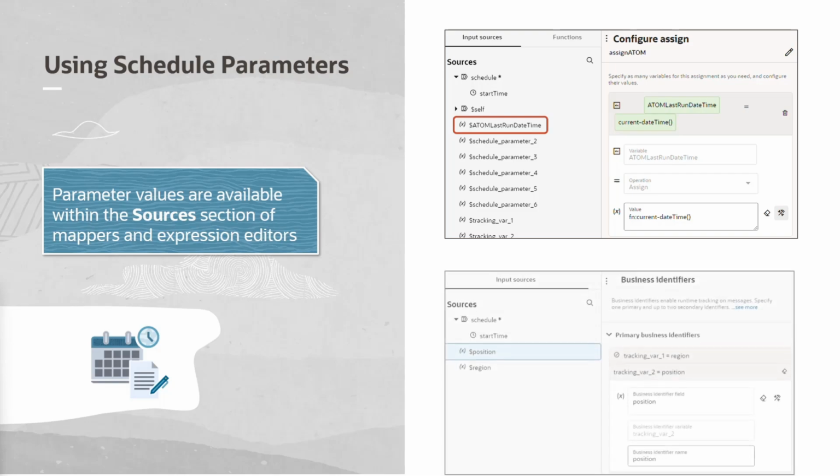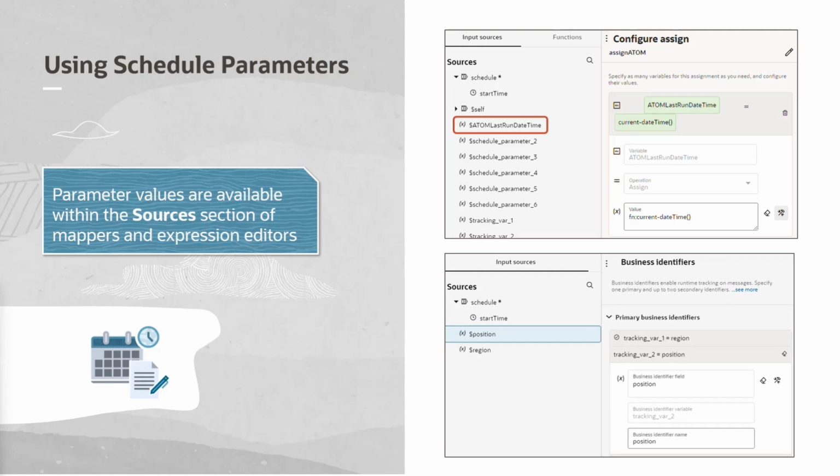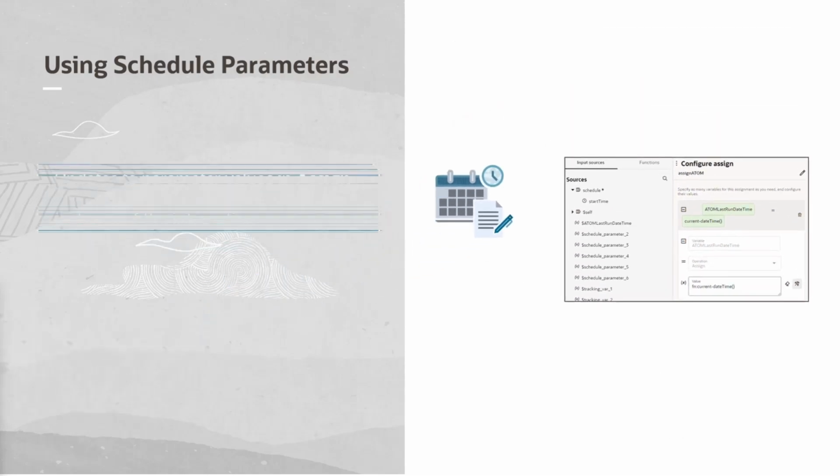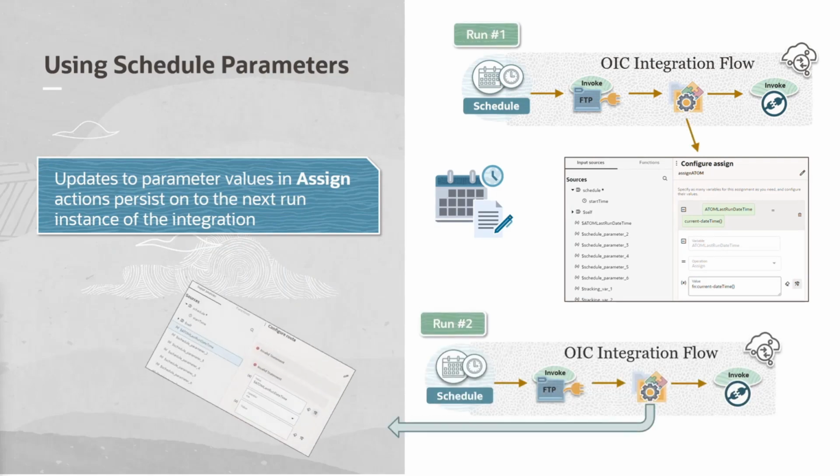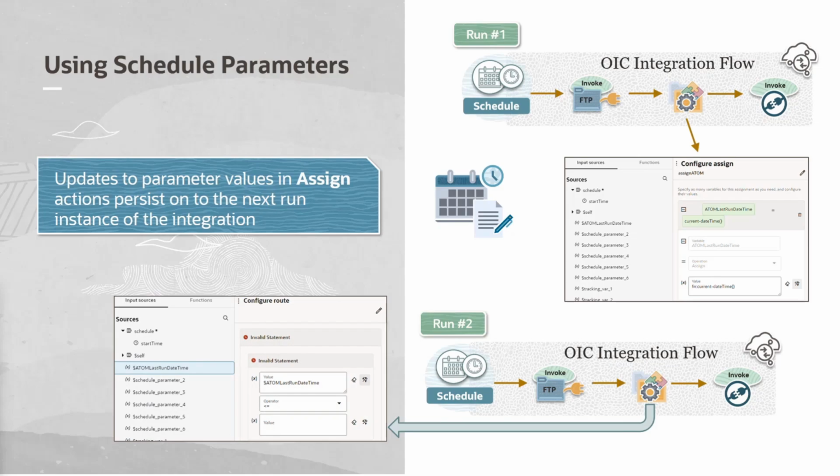Now, some use cases can also take advantage of assigning one or more parameters to business identifier tracking fields. But the key point to remember is that whatever value gets assigned within an integration instance, that parameter will have the same new value when the next run of the integration is launched.